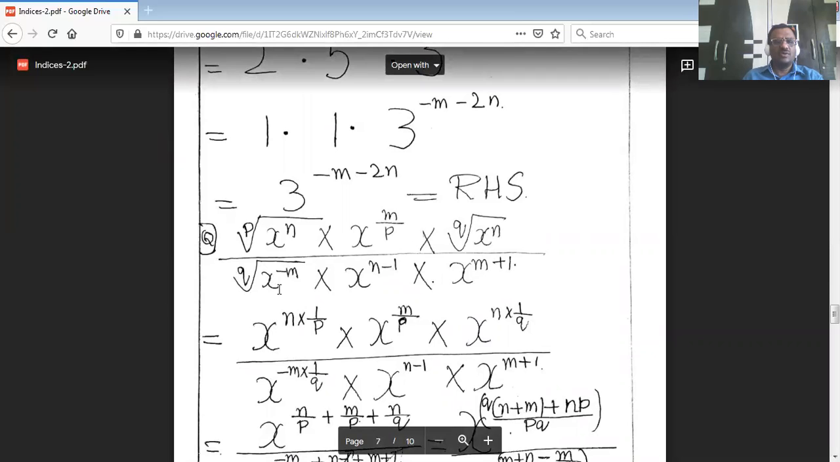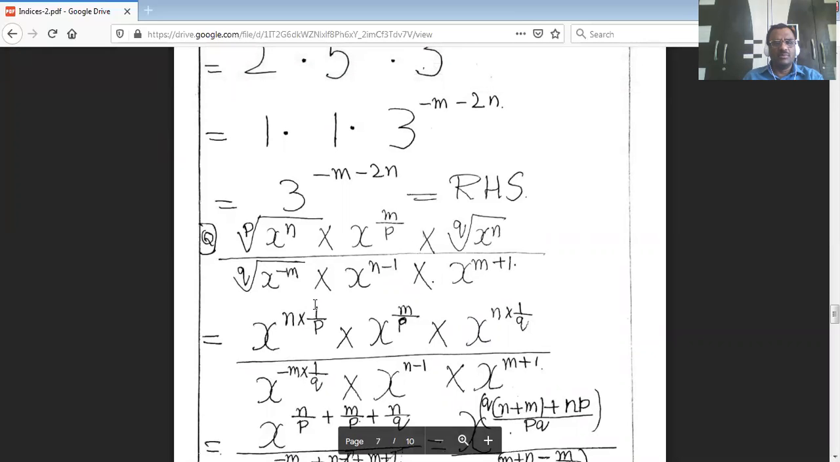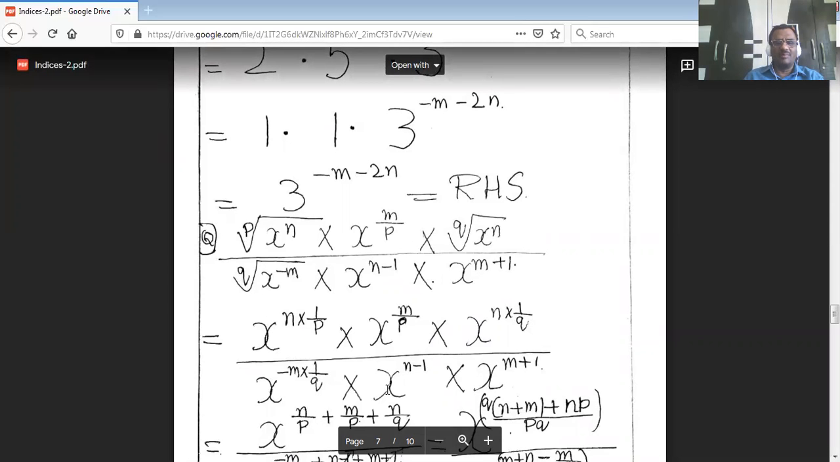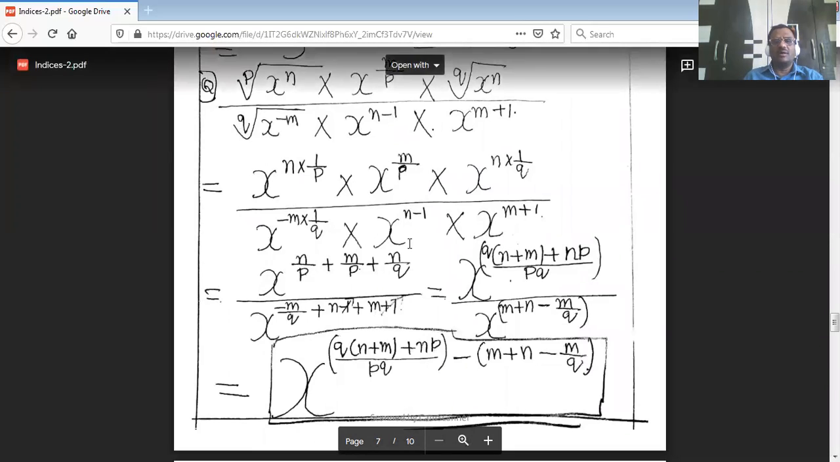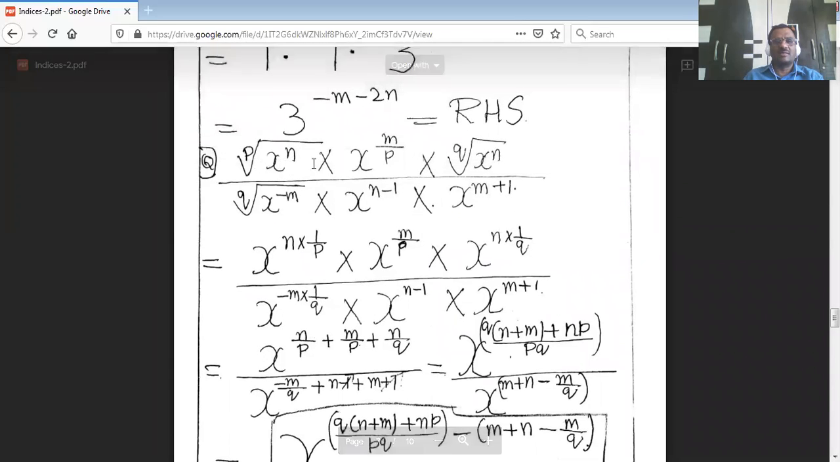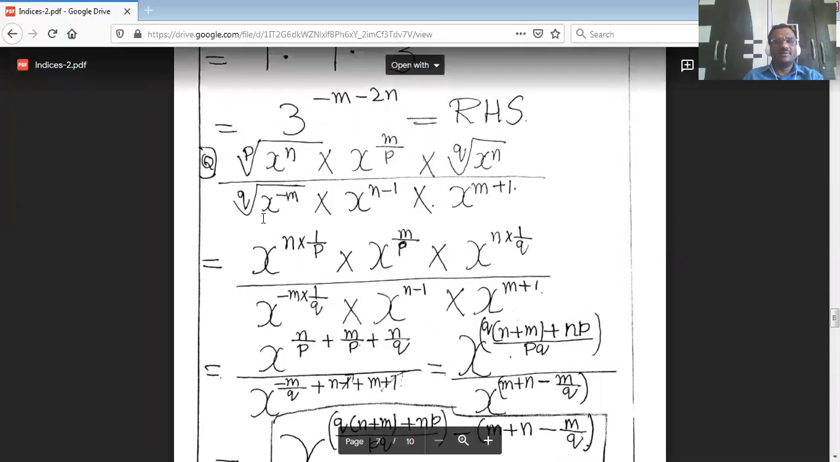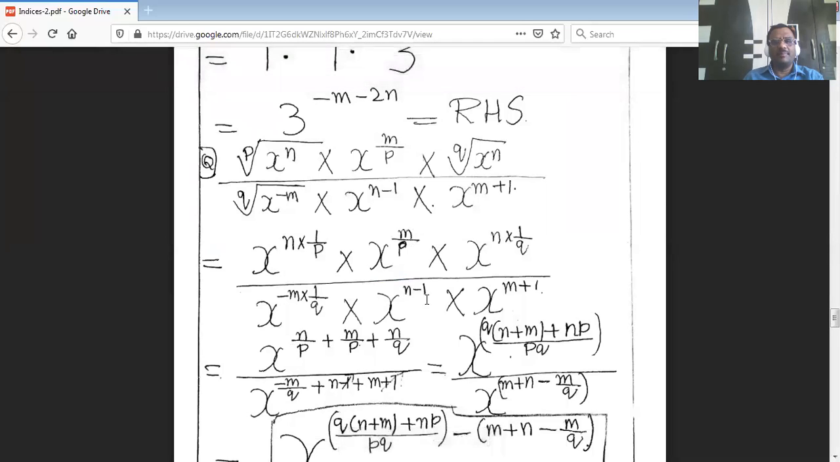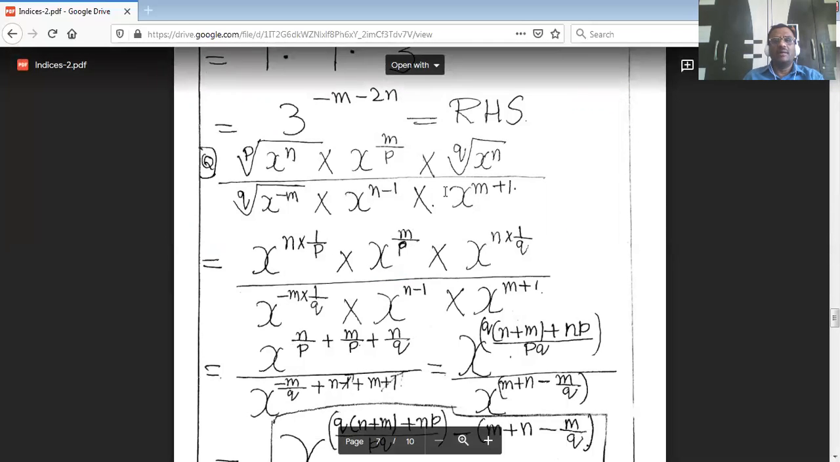Now this is x to the power of minus m divided by q, the qth root of x to the power of minus m into 1 by q, and this is x to the power of n minus 1. I am writing it as it is. Now this is going to be x to the power of m plus 1. Now see, in the numerator, the base is the same, x, x, and x. Now this is going to be x to the power of n by p plus m by p plus n by q.